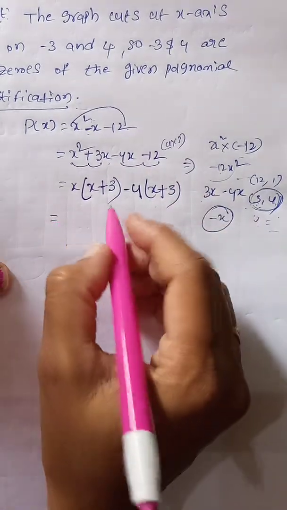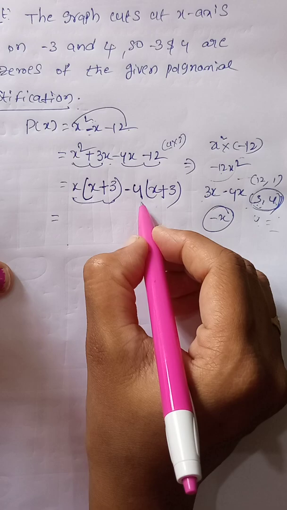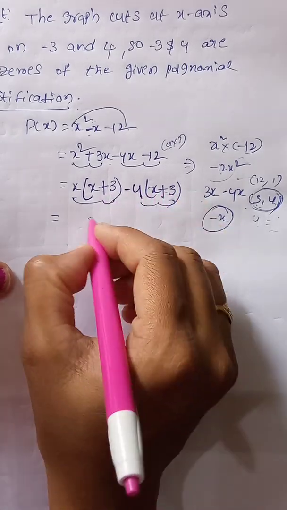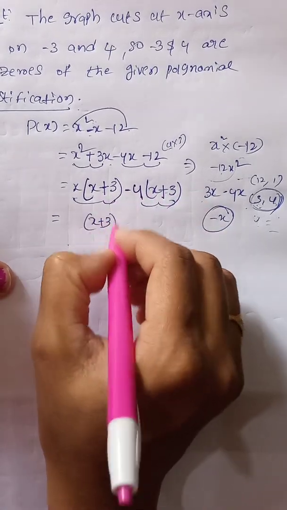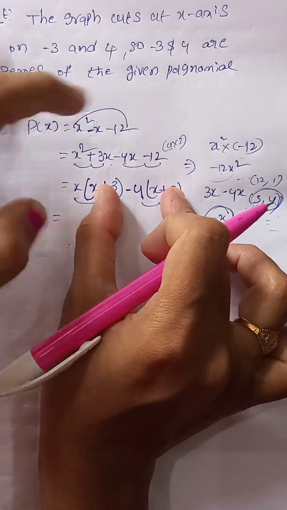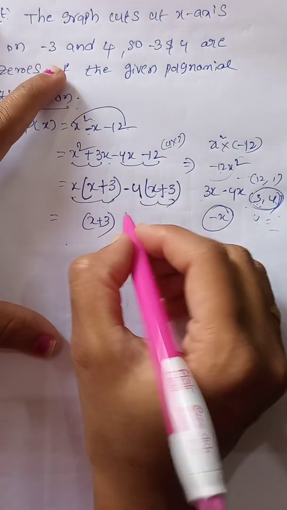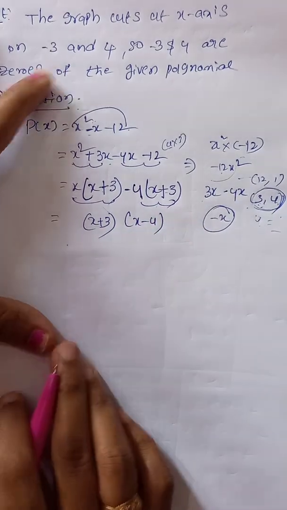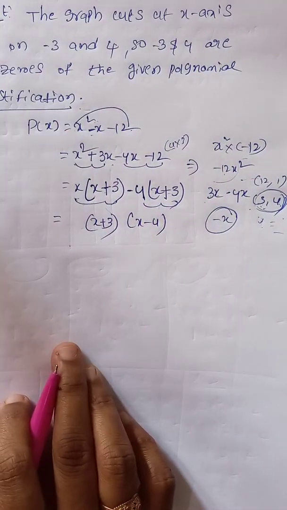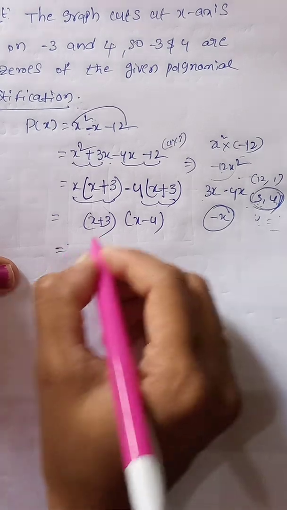So now write it as: in these two terms, again x plus 3 is common. So let us take x plus 3 as common. We are left with x and minus 4. These two terms are remaining, so x minus 4. To find the zeros, equate them separately equal to 0.